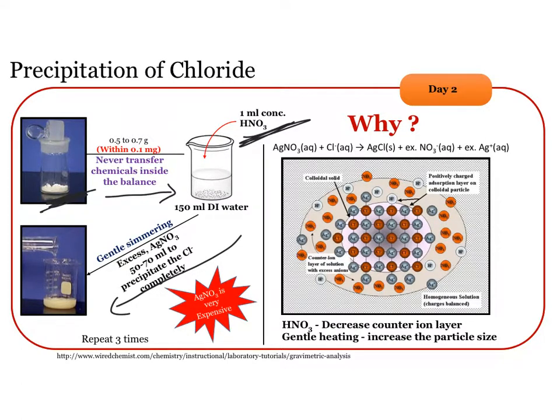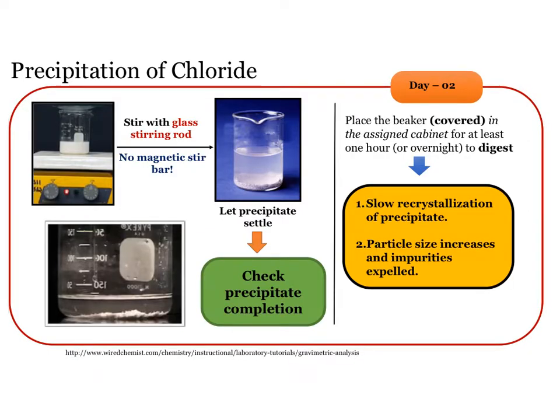The figure to the right further explains why silver nitrate is added to the aqueous chloride solution. In solution, silver nitrate breaks apart, allowing the silver to form a solid with chloride, leading to the presence of silver and nitrate-free ions left in solution. Stop stirring and let the solution settle. Check precipitate completion by adding a few drops of silver nitrate to your beaker. Place the beaker in the assigned cabinet for the next lab.